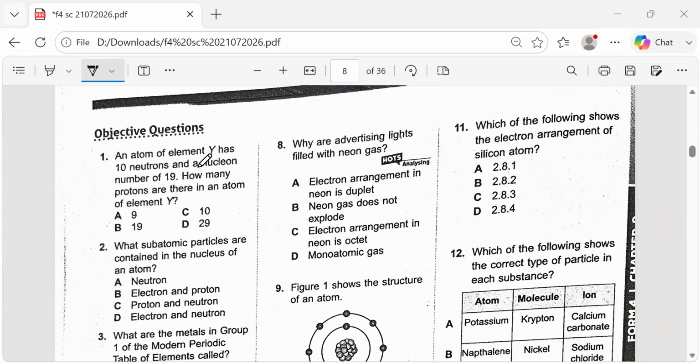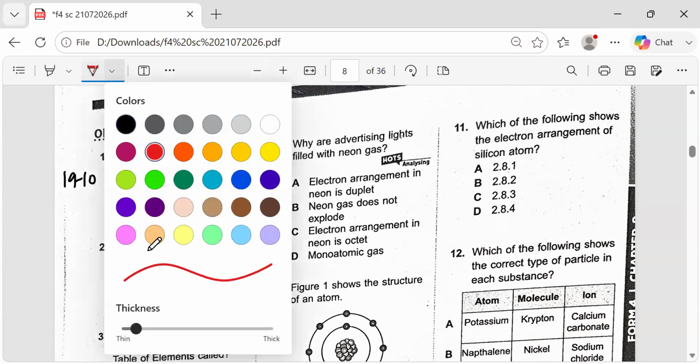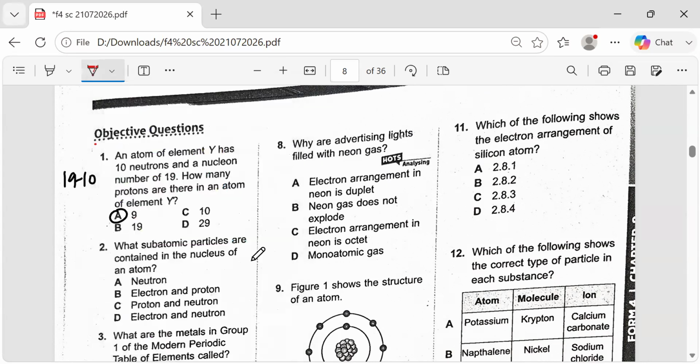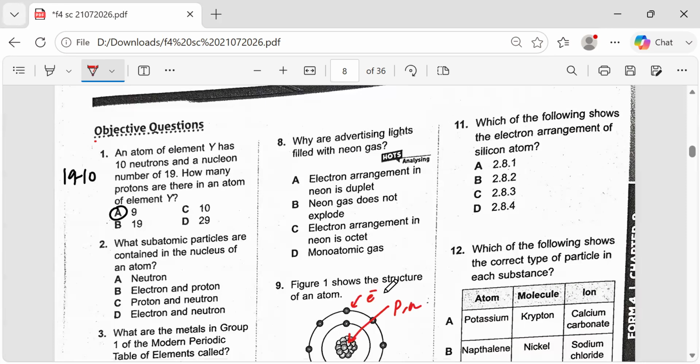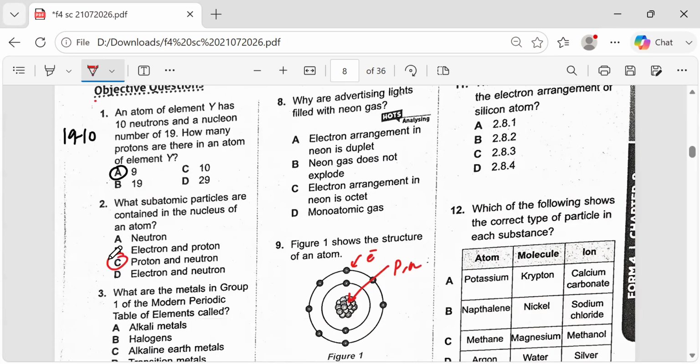An atom of element Y has 10 neutrons and has a nucleon number of 19. How many protons are in the element? If you want to find the proton number, you take 19 minus 10. 9. Did you get it correct? Okay, there are three subatomic particles. Proton and neutron are in the nucleus. Electron is the one outside. So proton and neutron.